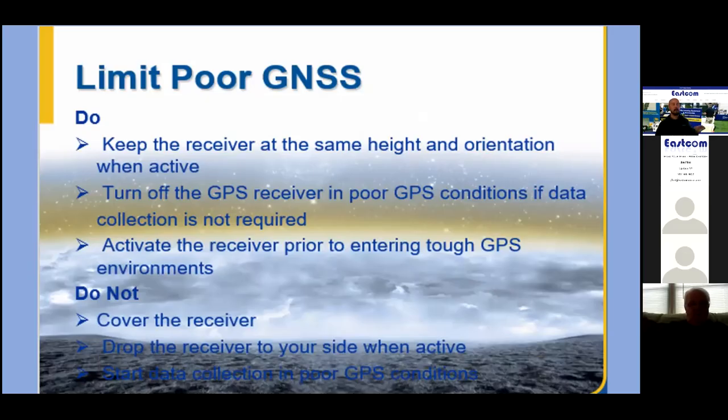You never want to cover the receiver. So don't put anything over the receiver. Again, don't put it to your side. That's going to give you your best solution. Make sure that thing always sees open sky. You're always going to get the best solution that way.